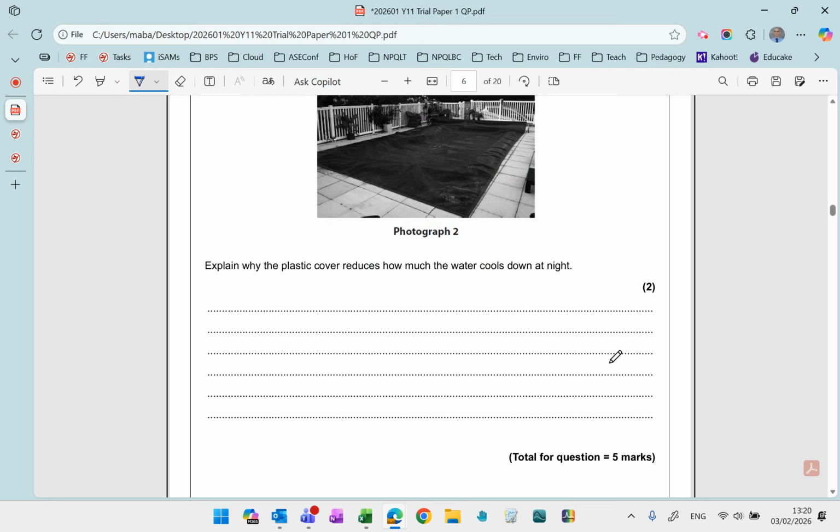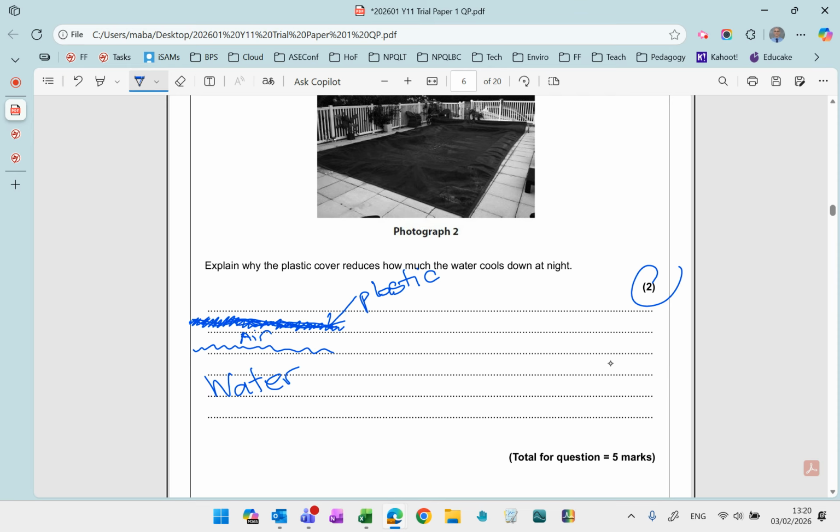So now we've put a plastic cover over the top to reduce the cooling, and we need to explain how. Okay, and this is 2 marks, so we're looking to say 2 clear things here, right? So first of all, let's just try and get our heads around what's going on here. So we've got some water like this, and we're going to put a plastic cover over the top of it. Here's my plastic cover. So you can see between my plastic cover and my water, I've trapped a layer of air.